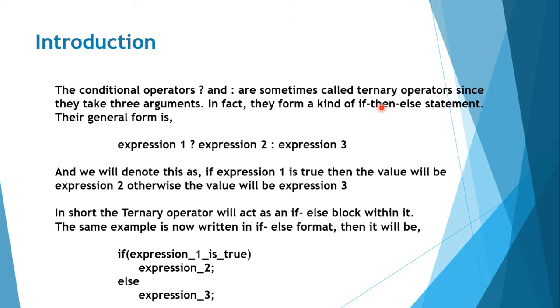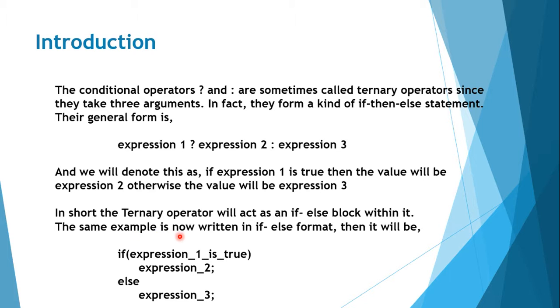Their general form is expression 1, then question mark, expression 2, colon, expression 3. It means if expression 1 is true, then execute expression 2. If it is false, then execute expression 3. That is, if expression 1 is true, then the value will be expression 2, otherwise the value will be expression 3. In short, the ternary operator will act as an if-else block within it.